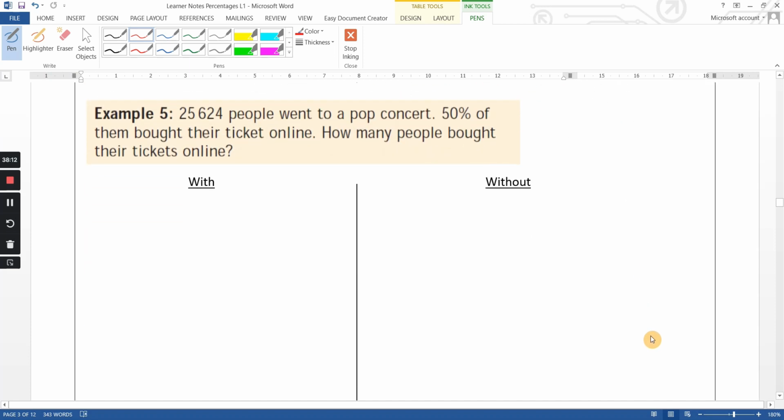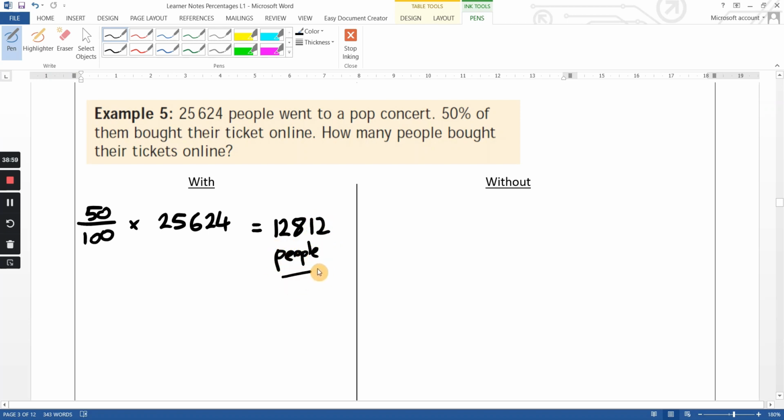Example 5. 25,624 people went to a pop concert. 50% of them bought their ticket online. How many people bought their tickets online? Let's do it with the calculator. So again, I would do 50% of that, which is 12,812. That's people. Don't forget, they're talking about people, aren't they? Do write the correct units as well, definitely.